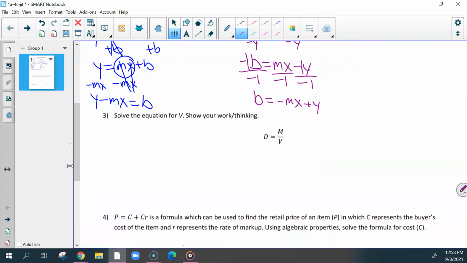Okay, questions on number 2 before we go over number 3? We need to get v by itself. Right now, v is in the denominator. The only way to get it out of the denominator is to multiply v to both sides. Because these v's would become 1. v divided by v is 1. So we multiply v to the other side, but v still isn't by itself. How would we get it by itself?